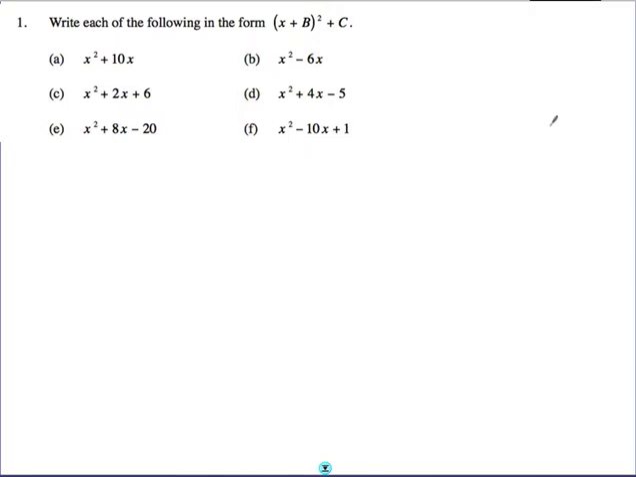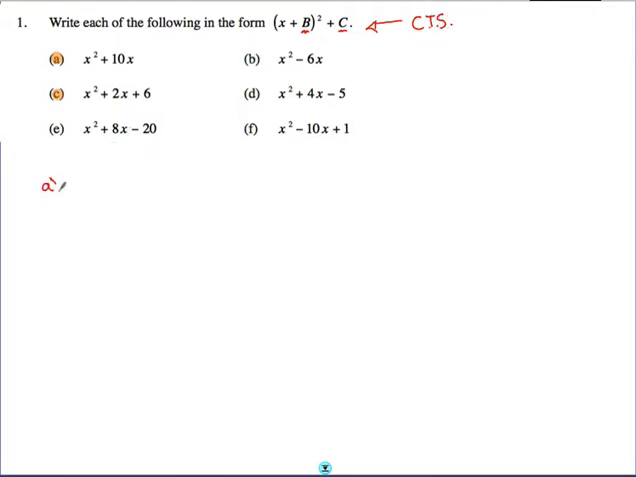Question 1, I'm only going to do 2 examples because we've done a few of these already. In fact, we've done a few of everything, but just as examples it would be nice. Okay, so the question's asking us to write the following in the form of x plus b, where b is a number and c is a number, so x plus b brackets squared plus c. Now this form is just completing the square form.